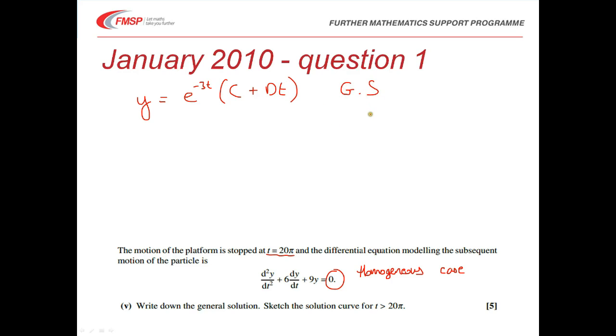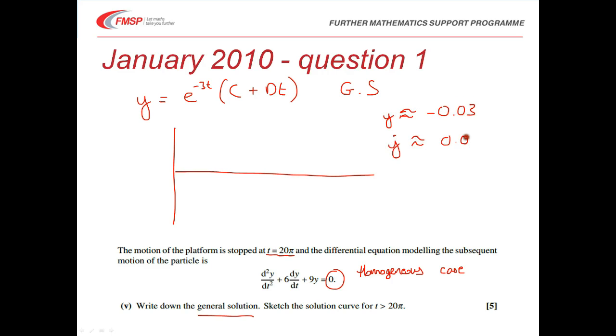You don't know what c and d are. You probably could work them out approximately, since you've done the work in part 4, but all they want you to do is write down the general solution and sketch it. So this is where you need to use part 4. But here's a quick axis. And you need to realize that at 20 pi, you said that y was approximately, let's put the approximation signs there, minus 0.03, and that y dot was approximately 0.04.